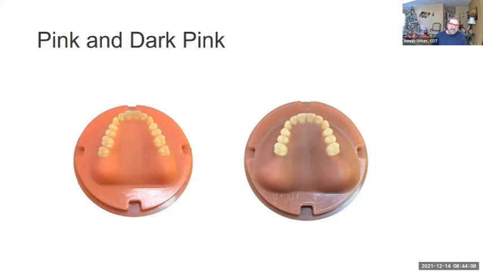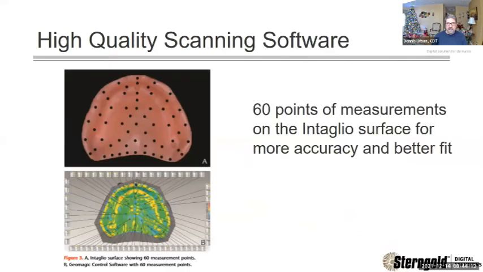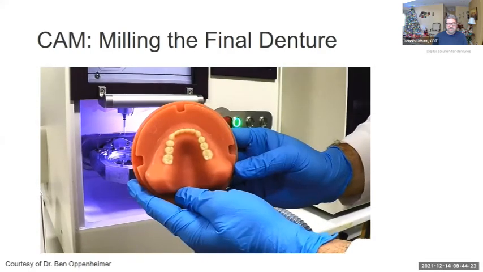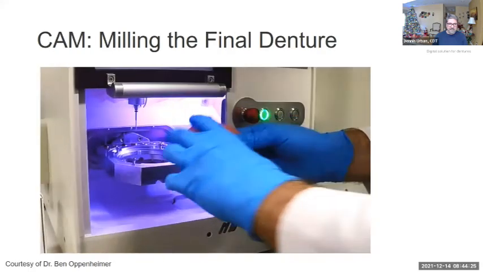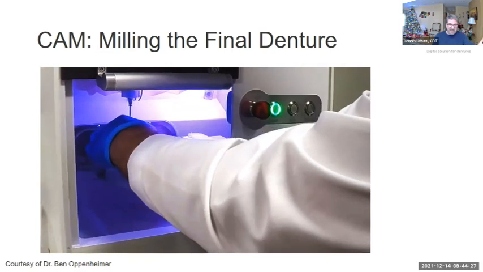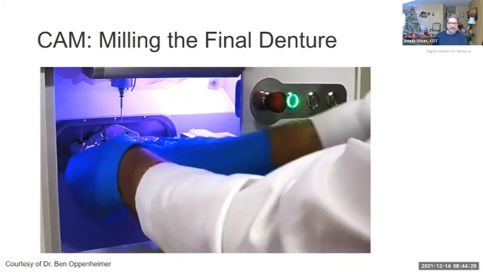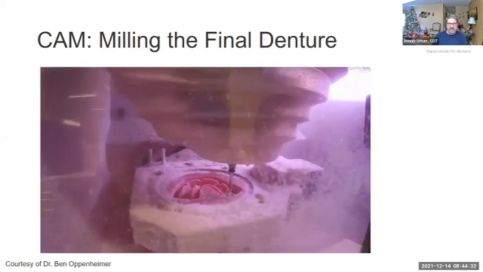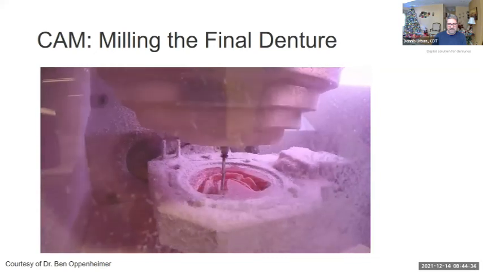This only comes in a few shades, which I think they're expanding their shade selection with this. And it has 60 points of measurements on the intaglio surface for more accuracy and better fit. So the fit is pretty much the same that you saw with the Ivoclar denture. So this is pretty much an oversized milling here too. You see the puck going into the milling machine, doing the final mill on here.